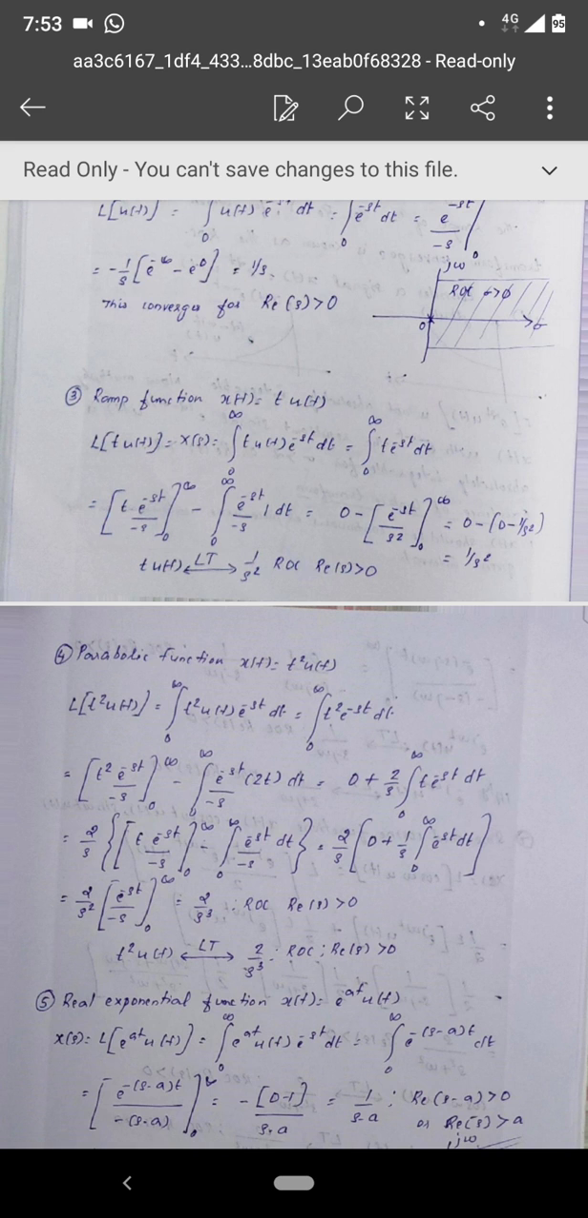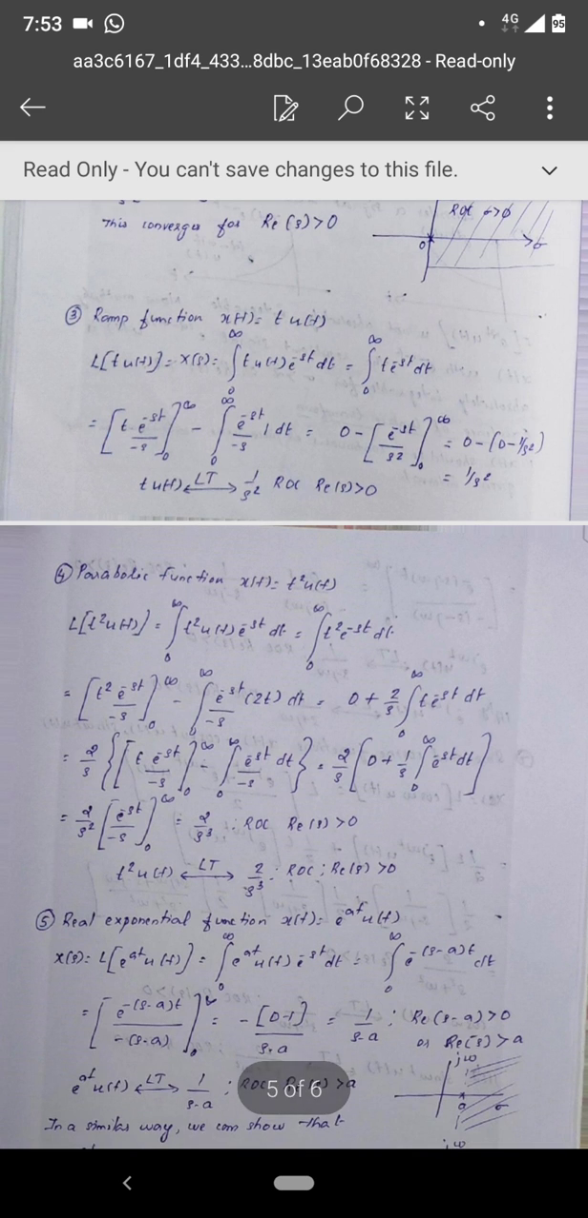You are applying integration by parts here, and again you can see that the result is 2 by s cube. These are very important results. You have to learn them by heart also, because you have to apply these results in the problems coming. So again you have to write the result in that form, that is t square u of t, bidirectional arrow, above that LT stands for Laplace transform, 2 by s cube. So ROC is nothing but the real part of s greater than 0.